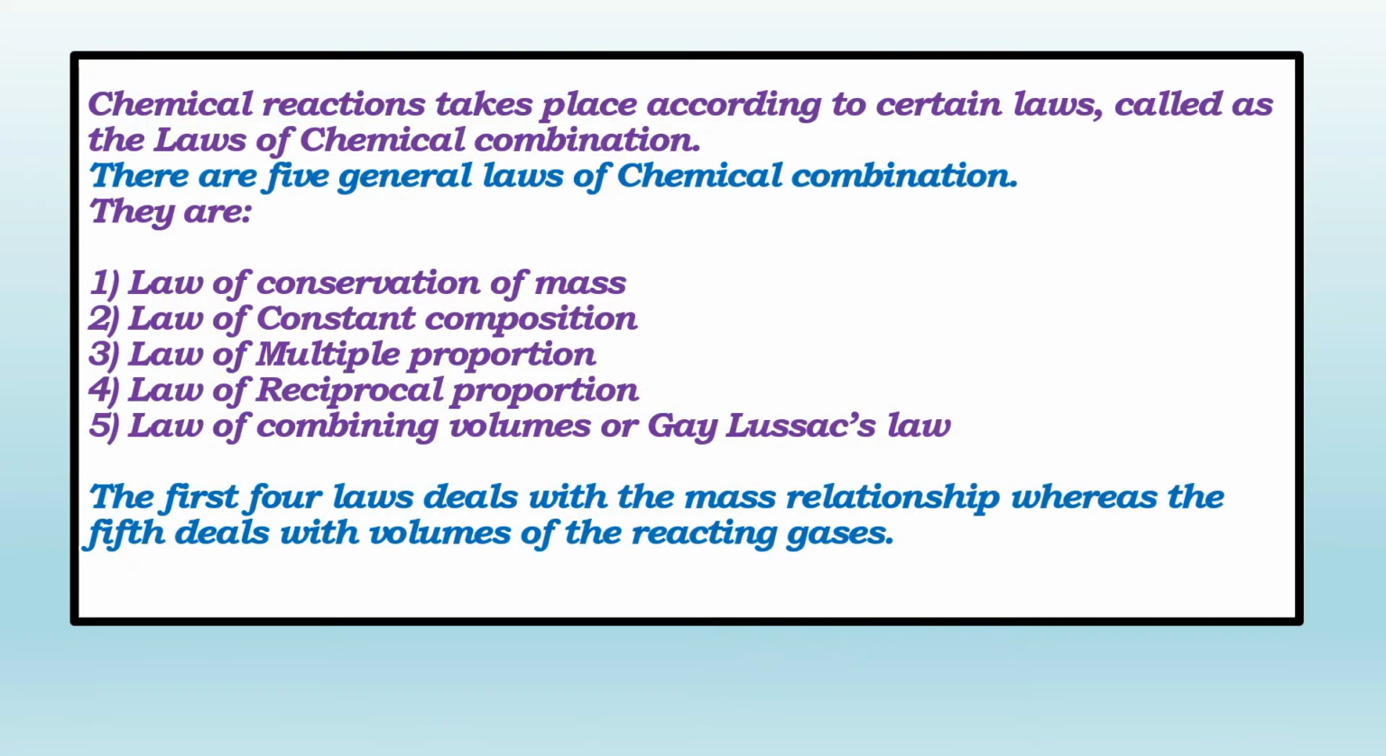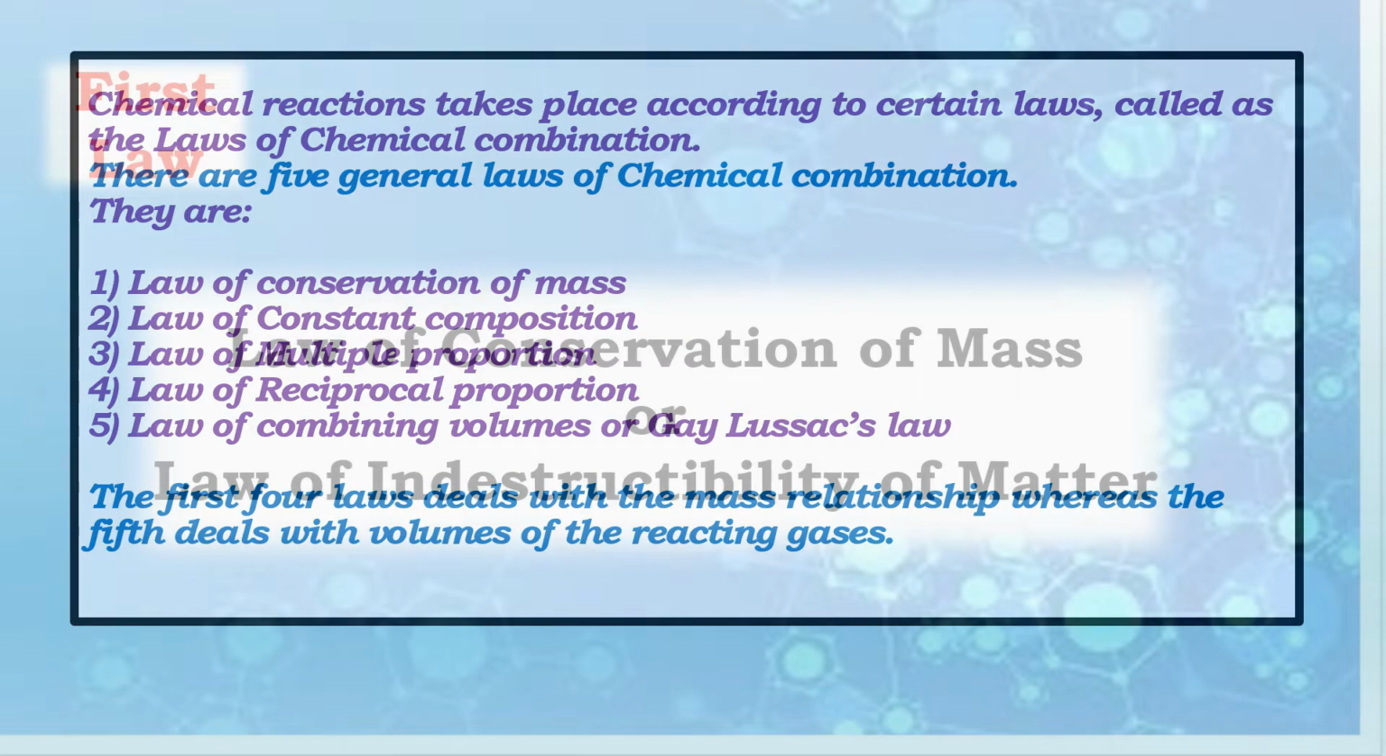Chemical reactions take place according to certain laws called the laws of chemical combination. There are 5 general laws of chemical combination. They are the law of conservation of mass, the law of constant composition, the law of multiple proportion, the law of reciprocal proportion, and the law of combining volumes or Gay-Lussac's law. The first 4 laws deal with the mass relationship, whereas the fifth deals with the volume of the reacting gases.